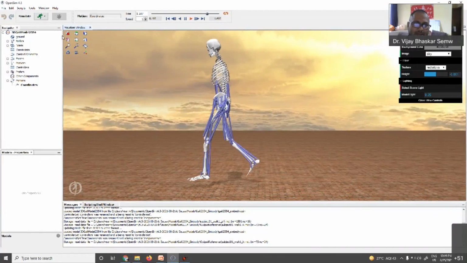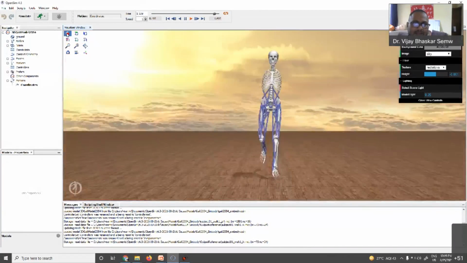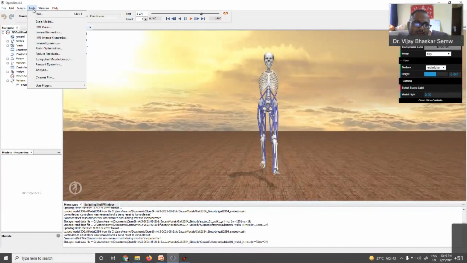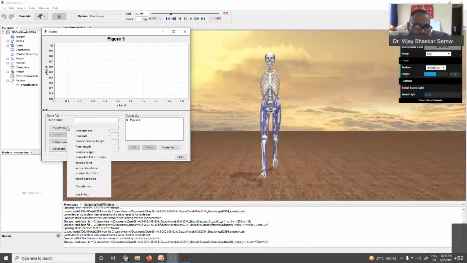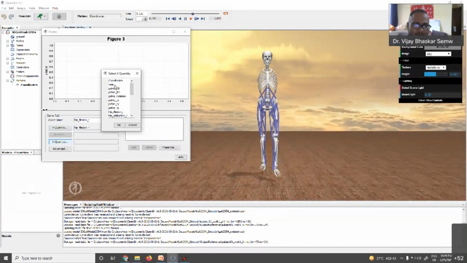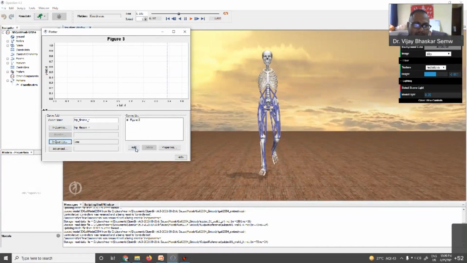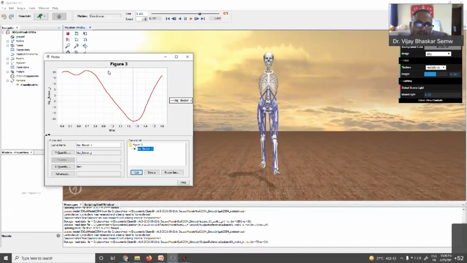The model will be able to work. You can see from different directions, frontal. You can see the trajectory also. If you want to see how the walking trajectory is happening, you can go here. Hip joints, I am going to see. With respect to time, you can see this kind of hip joint trajectory for one gait cycle.